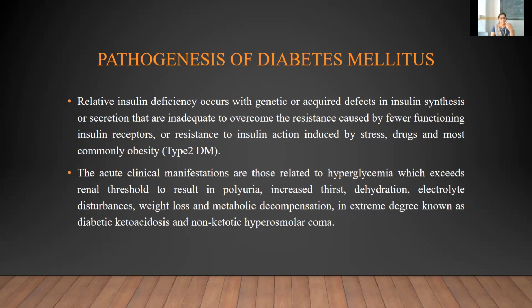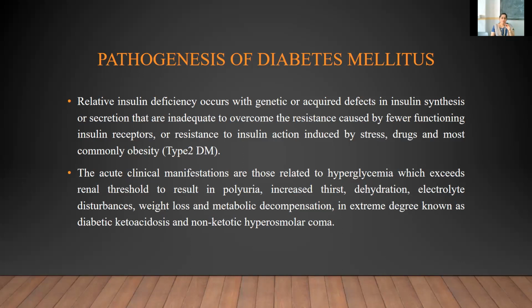So your body is secreting insulin, but it is not sensitized to this particular insulin action due to various reasons. It could be stress, certain drugs which you take, or obesity. Now the acute clinical manifestations, which means what happens when you are diabetic and you are not controlling it, and what happens at the later stages, are those related to hyperglycemia.